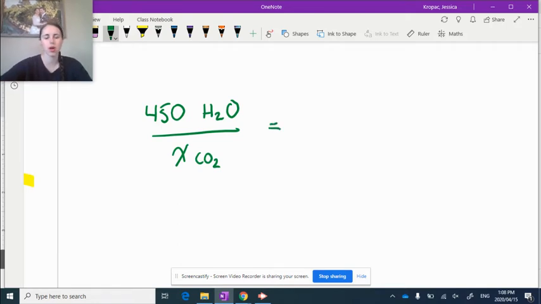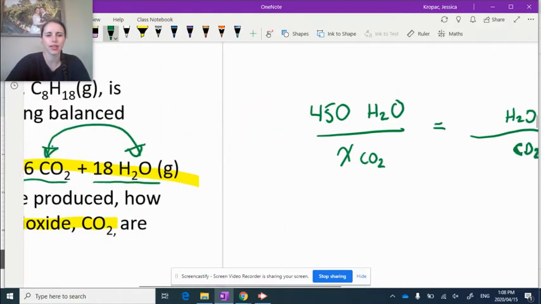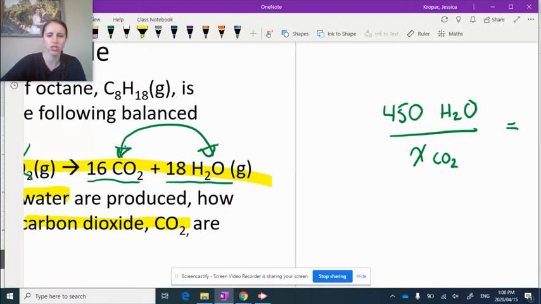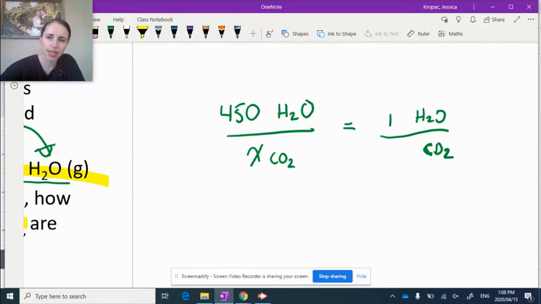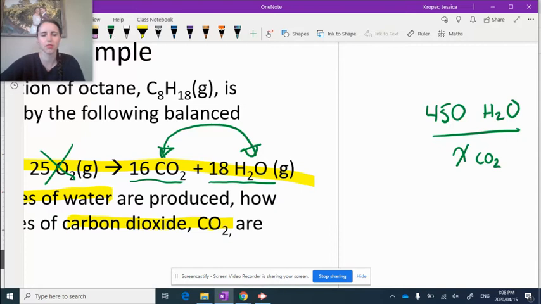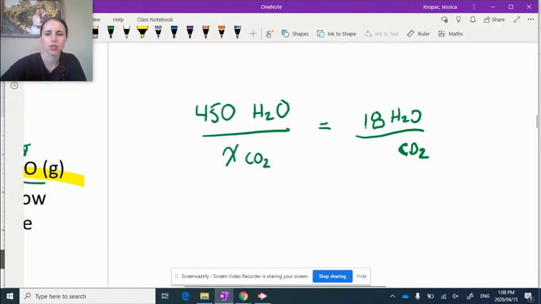On this side, remember I'm always using the coefficients from my balanced chemical equation, and I want to keep my molecules the same. So I want to make sure that H2O goes on top, and that CO2 goes on the bottom. If I slide back here for a second and take a look at my balanced chemical equation, I'm going to find that the number next to H2O is 18. So I'm going to put my 18 on the top here. And I'm going to find that my number in front of CO2 is 16. So I'm going to put a 16 on the bottom here.